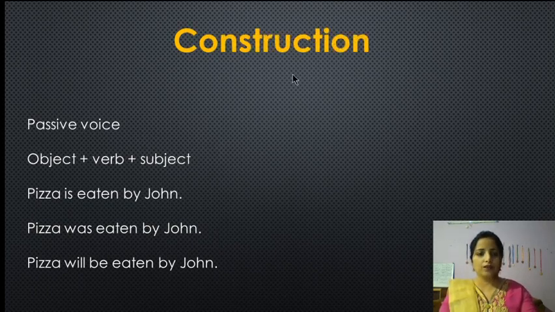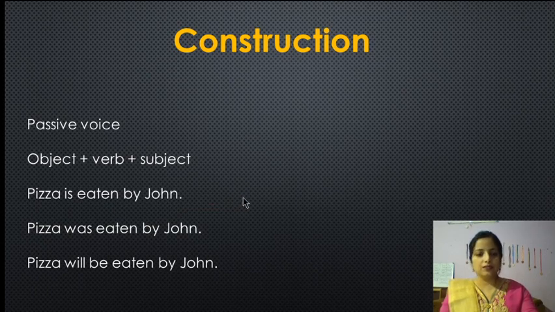We have moved ahead, no problem. Let us have a look at the construction of passive voice. If you recollect, I just showed you the construction of active voice. The construction of passive voice is exactly opposite of active voice. Subject plus verb plus object, now this is exactly the opposite. If you can see very clearly, object plus verb plus subject. Pizza is eaten by John. It's as simple as that.